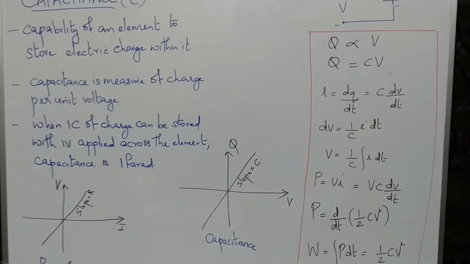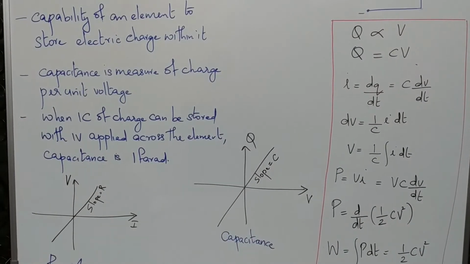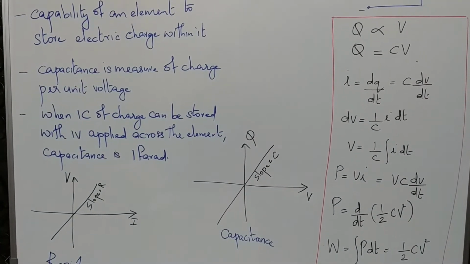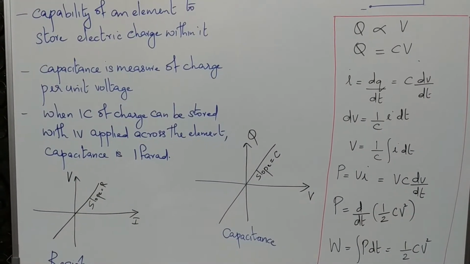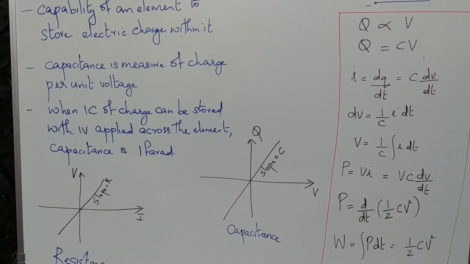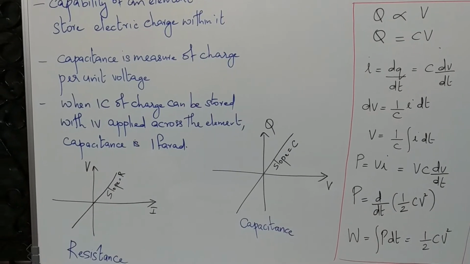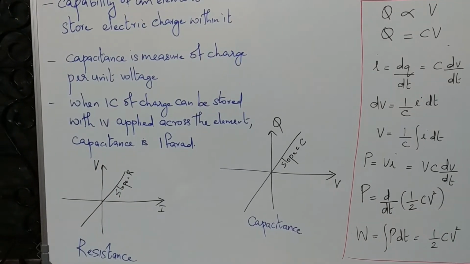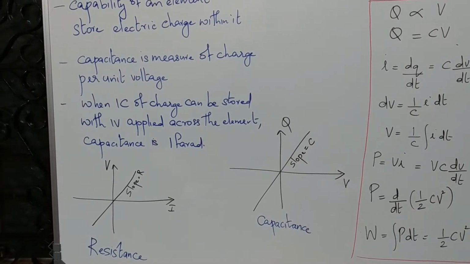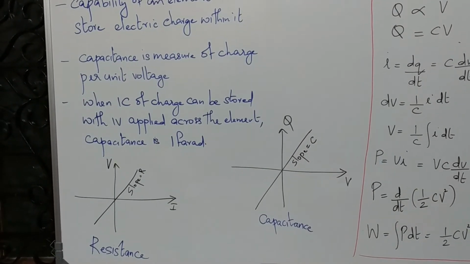So capacitance is said to be 1 farad when 1 coulomb of charge can be stored with 1 volt applied across the two electrodes of the element. So we say that the capacitance is 1 farad when 1 coulomb of charge can be stored when you apply 1 volt across it.